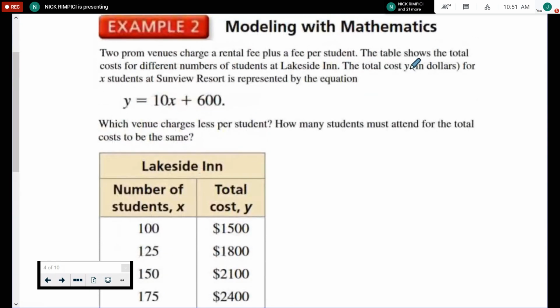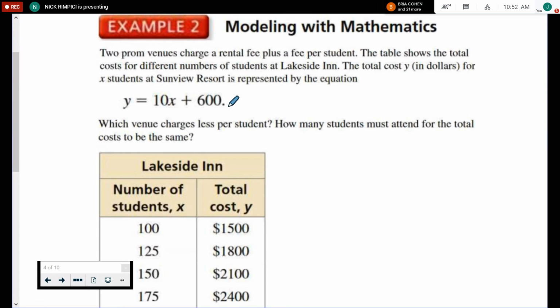The total cost y, in either model, of x students at Sunview Resort is represented by this equation. So for Sunview, they don't give you any discrete values. They just tell you the function that represents the total cost. That's all they tell you. Which venue charges less per student? Not which one charges less, which one charges less per student.